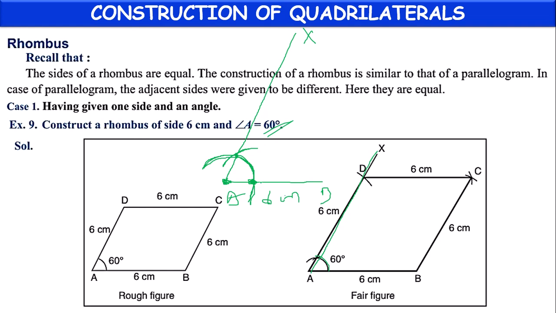Now, because all sides are equal, from point A, with 6 cm radius, cut this line and note it as point D. From point D, in the right side direction, draw an arc with the same 6 cm radius. From point B, cut the above arc with 6 cm radius. Note that point as C. Join DC, join BC. We will get the required rhombus. Same steps of construction, children, but here all sides are equal.